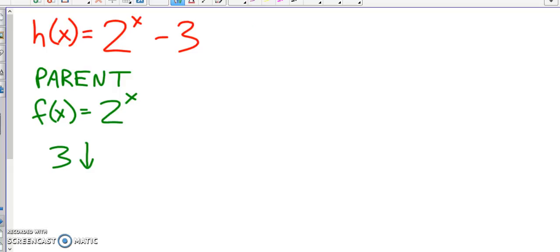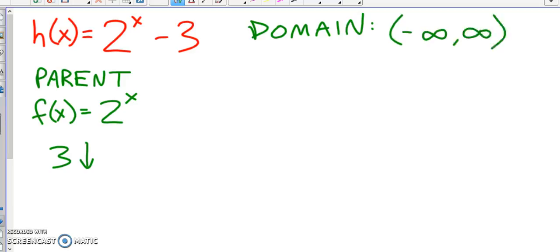So if we do the domain, what was the domain of the original? What's the domain of the parent? Yeah, all real numbers, negative infinity to positive infinity. So if I take that and move it down 3, does that affect the domain? No. So the domain would be negative infinity to positive infinity. All right.